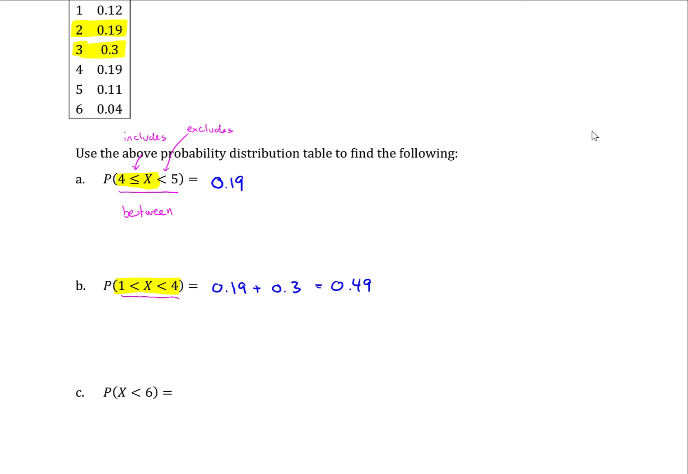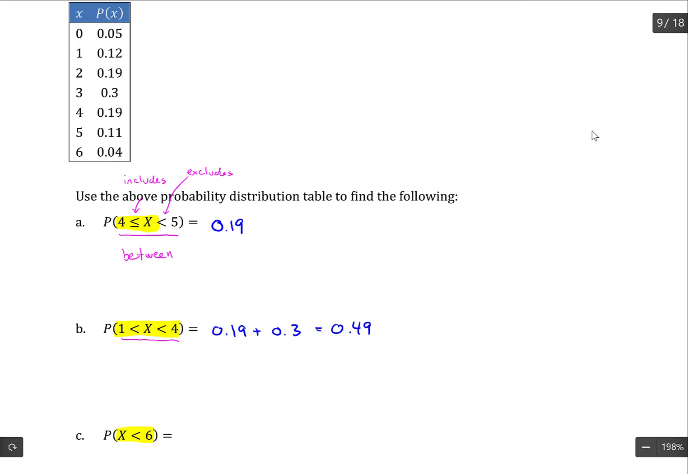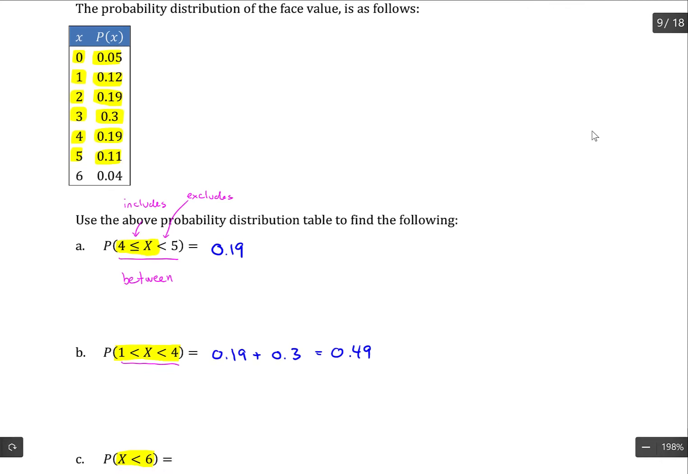The probability that x is less than 6. If x is less than 6, let me erase my marks up here, then it can be any value up to 6, but not including 6. So 0, 1, 2, 3, 4, and 5. All of those numbers are in our sample space and are less than 6. Which means we need to add all of these probabilities together to get our answer.